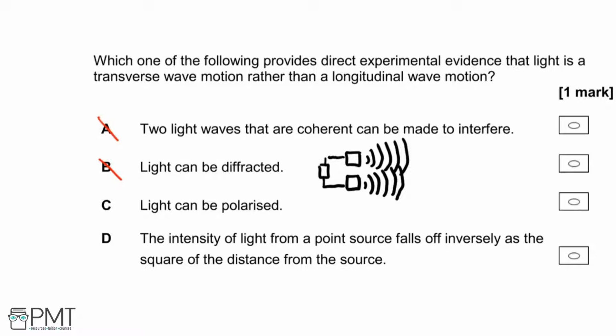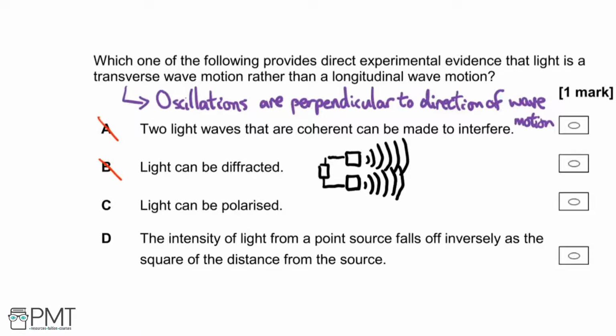Light can be polarized. Now this one's interesting because actually polarization is something that can only occur in transverse waves, because polarization refers to the restriction of a wave into one plane of motion. And the only way it can move in a plane of motion is if it's oscillating perpendicular to the direction of travel of the motion in the first place. So let's just jot down the definition of a transverse wave.